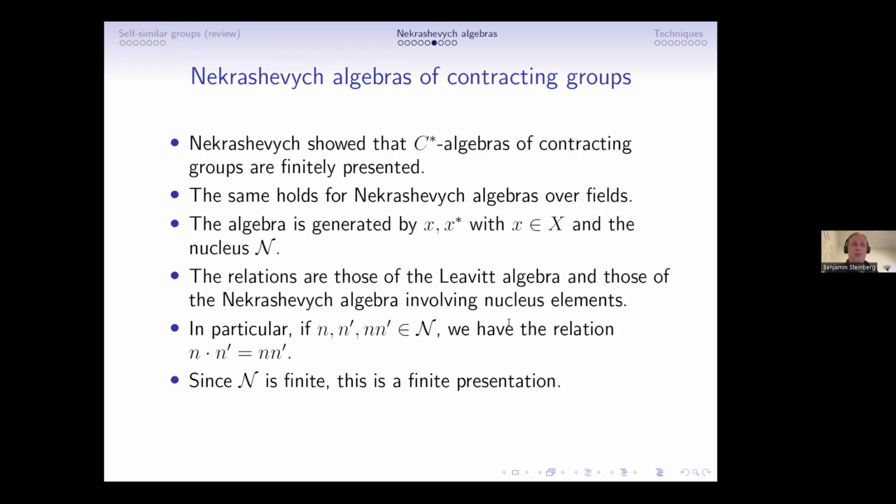You don't throw in the whole group multiplication table, only the ones involving nucleus elements whose product happens to be a nucleus element. In particular, the algebra depends only on the nucleus and not on the group. You can have multiple groups with the same nucleus. I mean, in most interesting situations, the group is generated by the nucleus. And this is basically saying, from the point of view of the C-star algebra, you might as well see that.